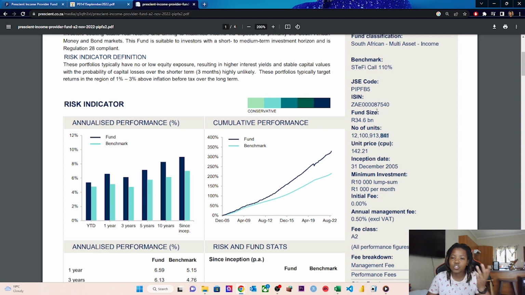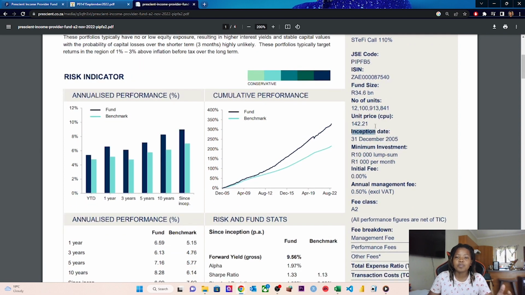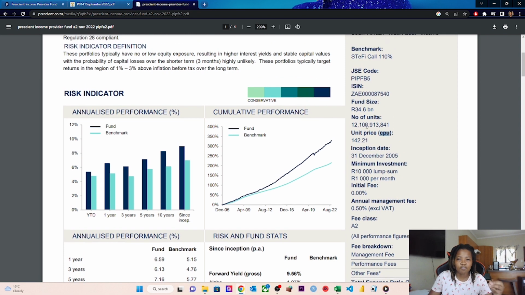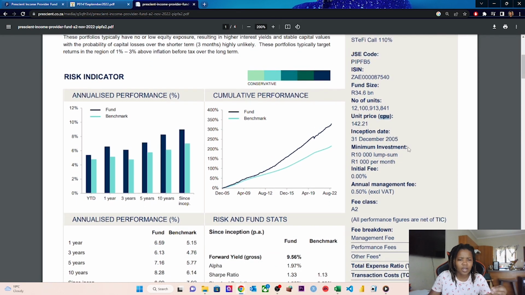Number of units also just speaks to the fund size. Unit price, so it's saying at the 30th of November, each unit was worth 142 cents, right? So it says cents per unit, 142 cents per unit, if I'm reading that correctly. I think it is cents. So that would be 142 cents per unit, right?